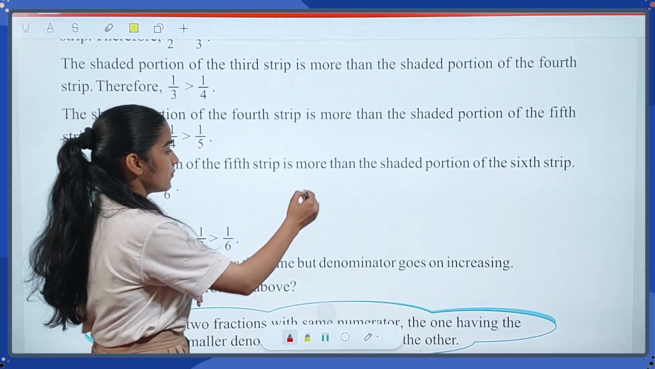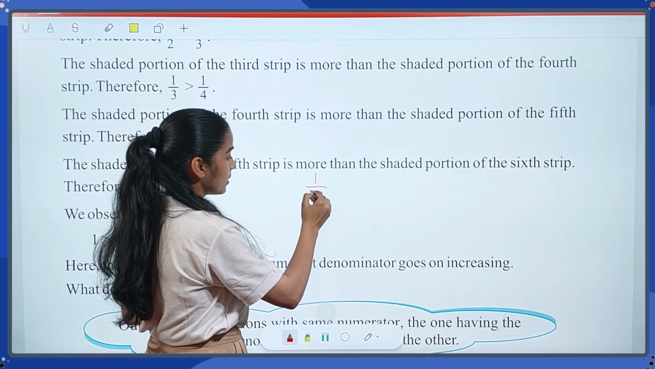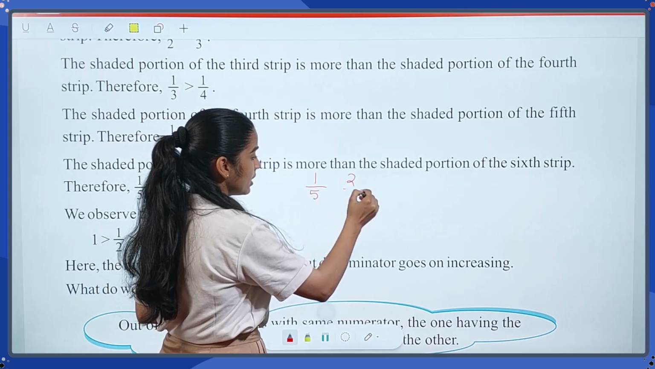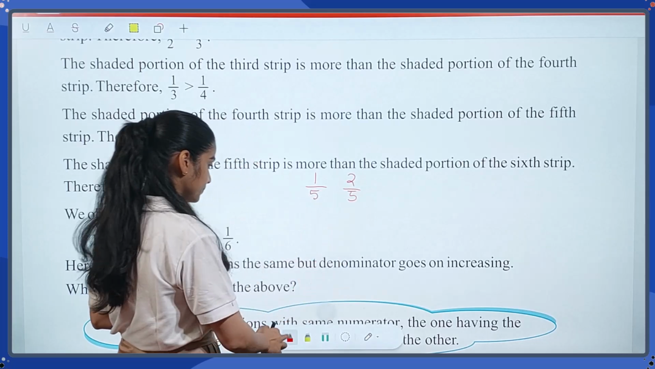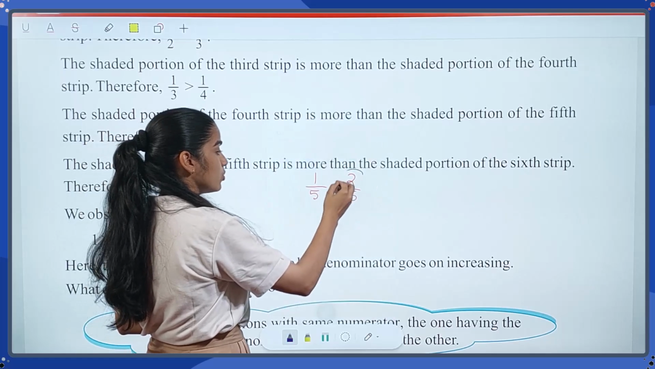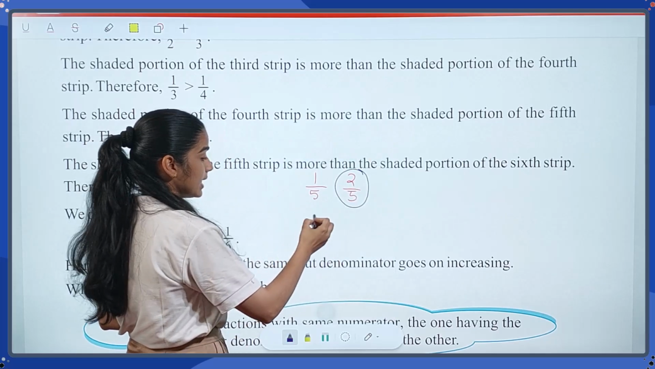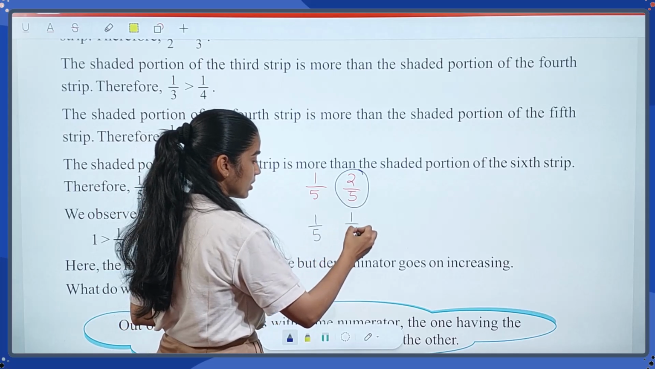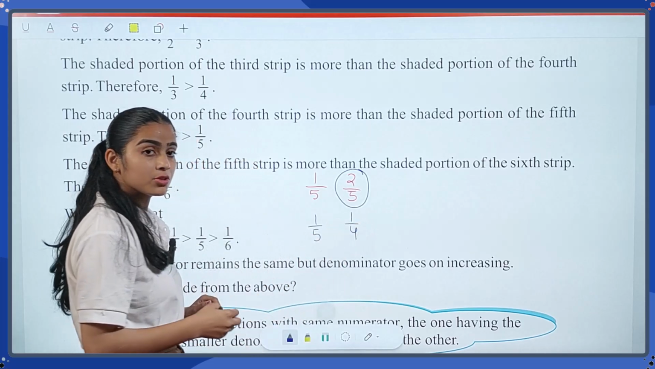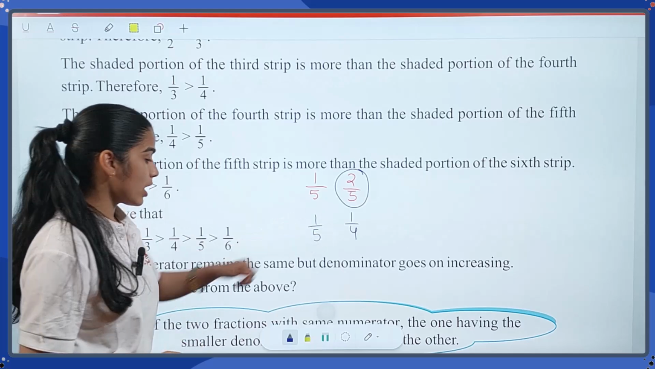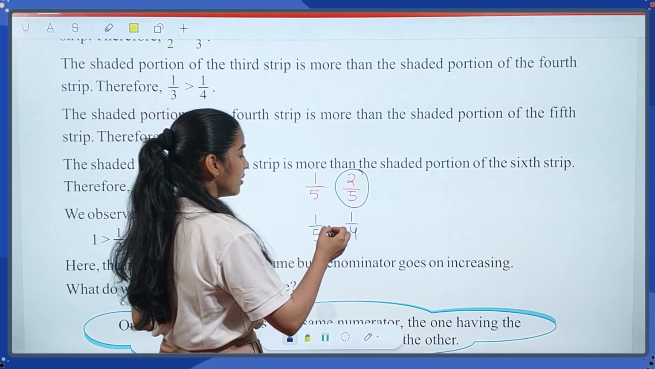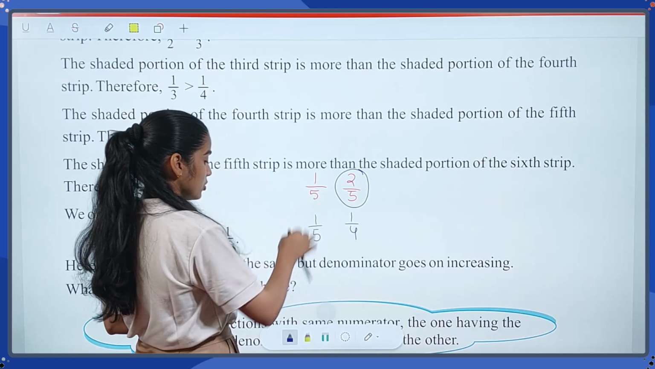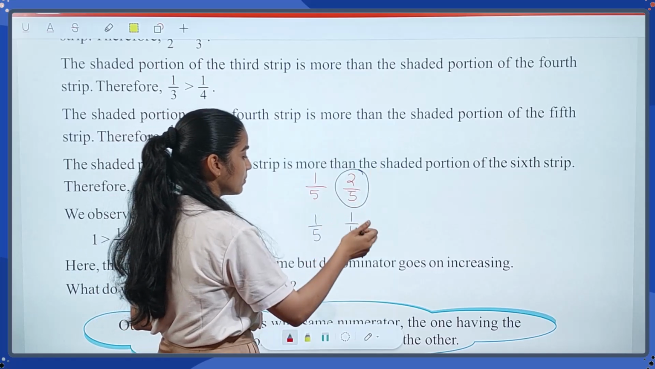If you have the same denominator, for example 1 by 5 and 2 by 5, then which one is bigger? Well done, 2 by 5 is bigger. Okay, next you have different denominators, 1 by 5 and 1 by 4. Now tell me which one has the smaller denominator. So 4 has the smaller denominator, which means now your smaller denominator number will be bigger.